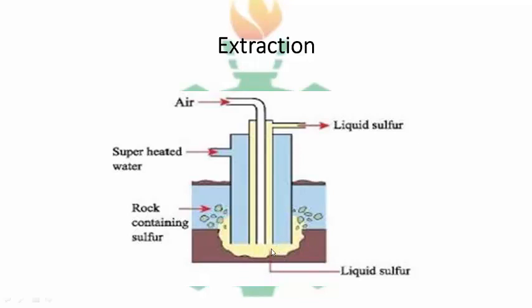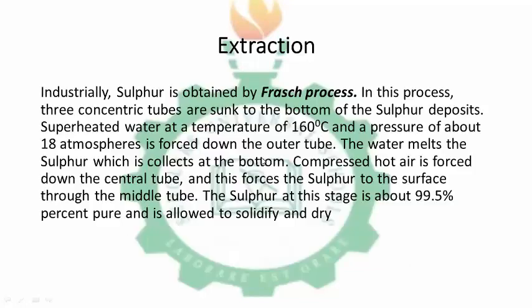Then after that, hot compressed air is passed through the second tube, which is the middle one. Hot compressed air. Let's take note of that. Hot compressed air is passed through the second tube. As you can see, the compressed hot air is passed down the central tube.